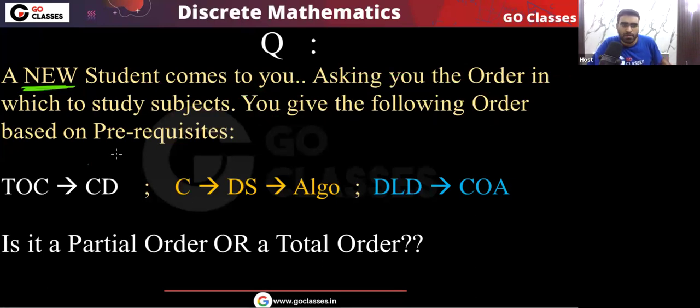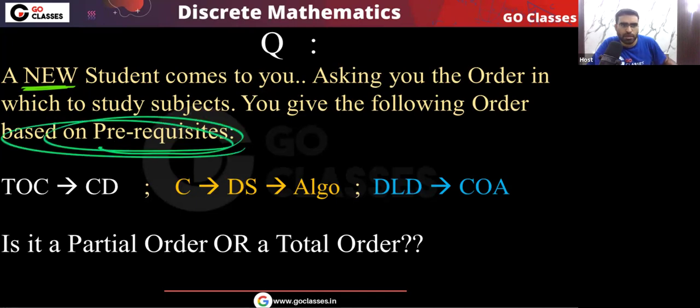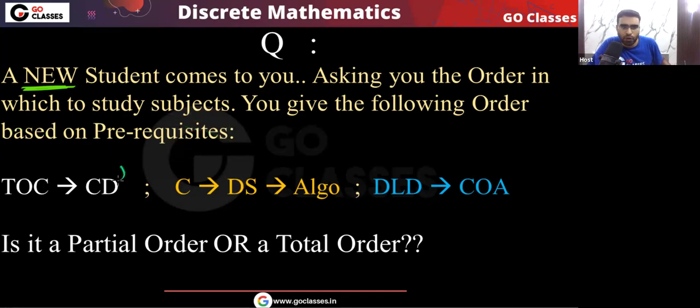You are giving this order based on the prerequisites. You are saying that before compiler design you should study theory of computation, yes or no? Before data structure you should study C language, before algorithm you should study data structure, and before computer organization you should study digital logic. So this is what you have given, from your experience.